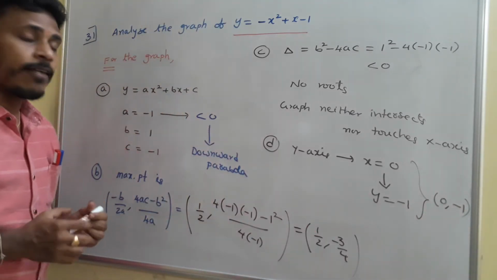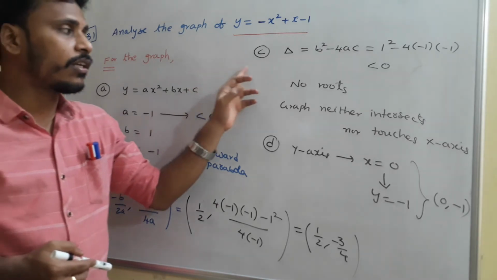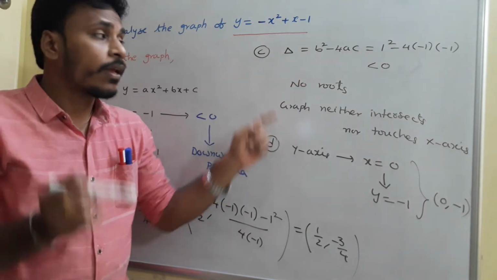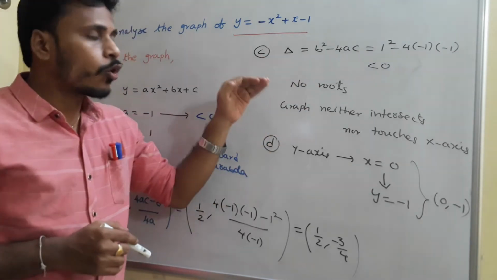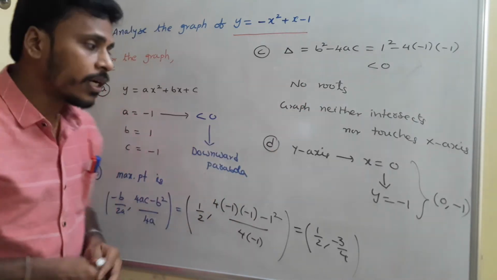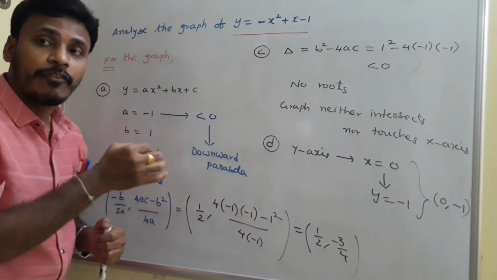To analyze the graph, first of all, we need to observe these 4 points. Since here in C, no roots are there. Discriminant is less than 0, no roots are there. If delta is greater than 0, roots will exist, and we need to find roots also at that point C. These are the 4 points which are required to sketch the graph initially.